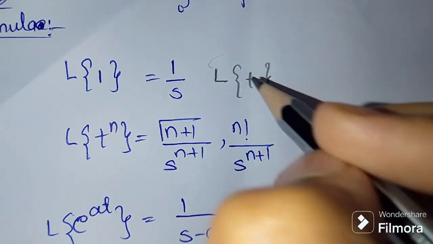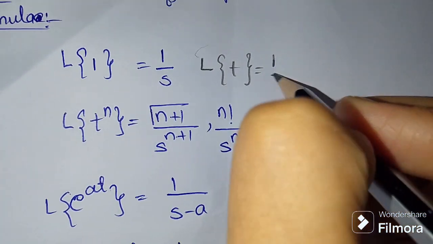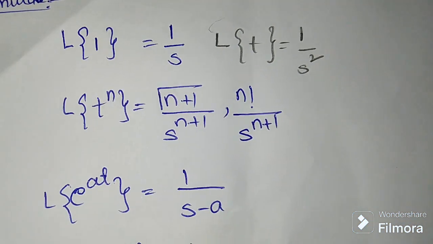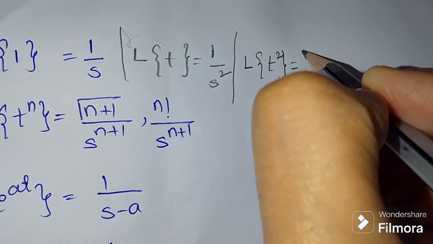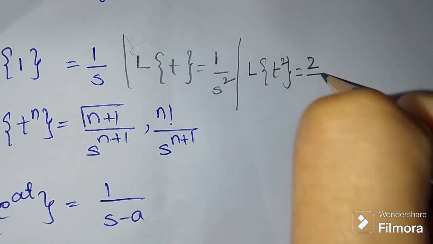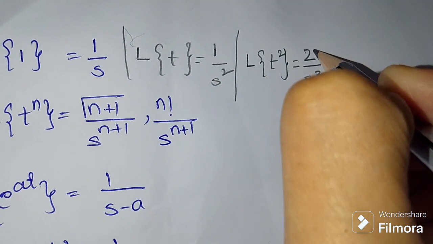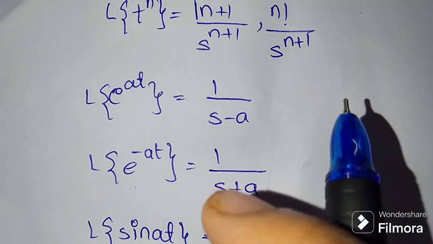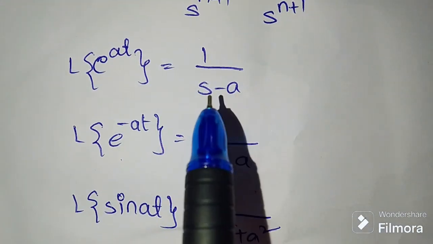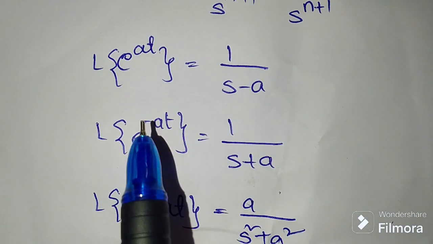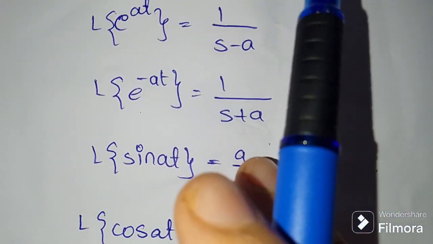You'll get 1 by s square. Laplace of t square is 2 by s cube, 2 factorial by s cube. Next is exponential functions. If it is a, we'll write minus a, and if it is minus, we'll write plus. This is exponential functions. Next is trigonometric functions.